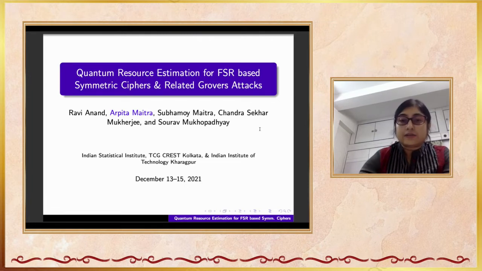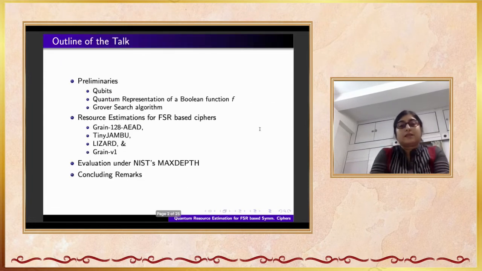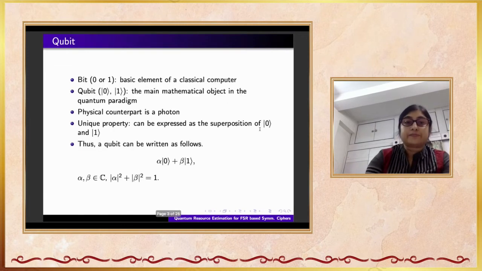The outline of the talk is as follows. First we will discuss some preliminaries like qubits, quantum representation of a Boolean function f, and the Grover search algorithm. Then we will discuss how to estimate the resources for FSR-based ciphers like Grain 128 AEAD, TinyJAMBU, Lizard, and Grain P1. Then we will discuss the security under NIST's max depth and conclude the talk.